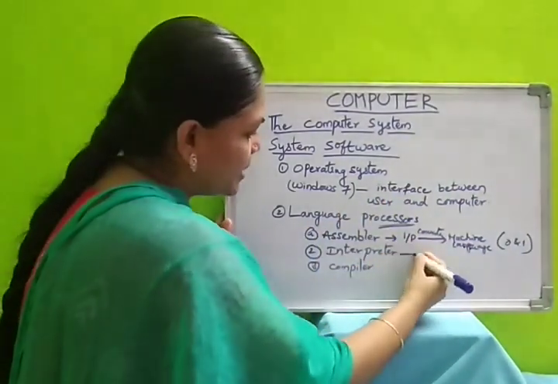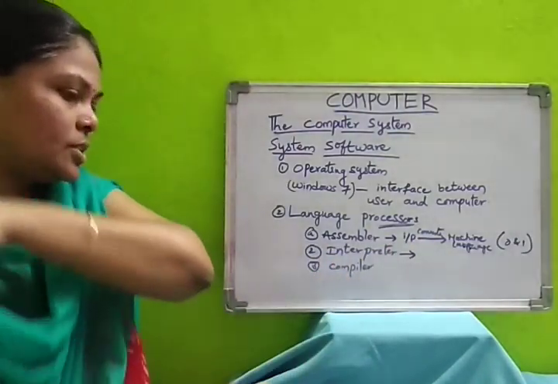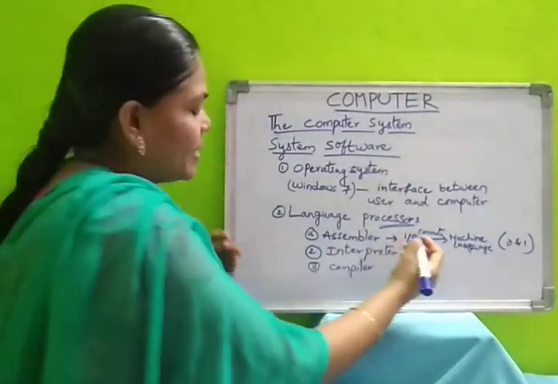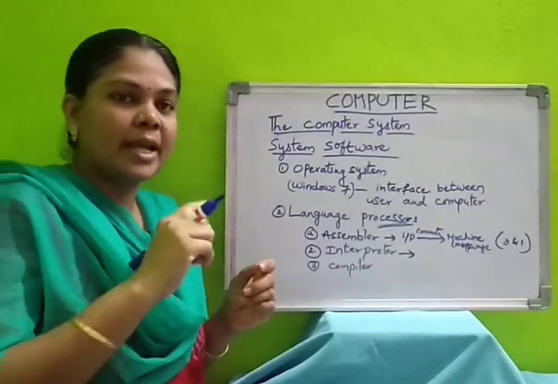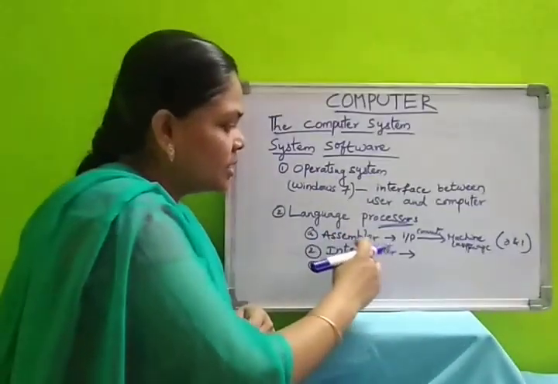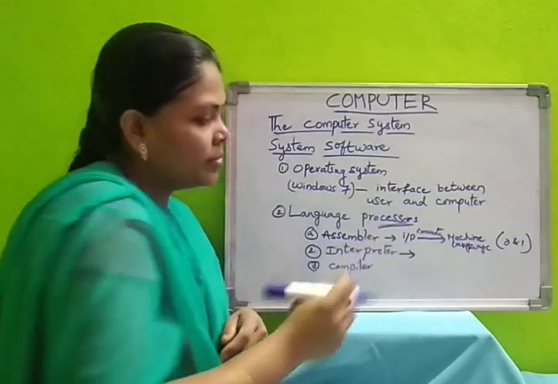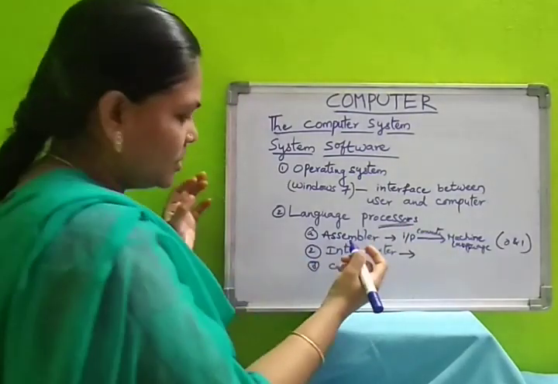Next, the interpreter also converts your information line by line. Whatever instructions you give, it converts line by line into machine language.